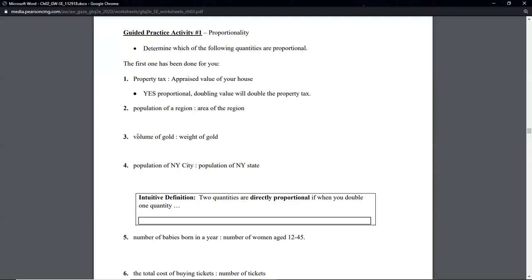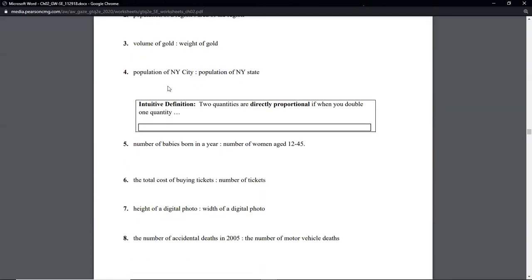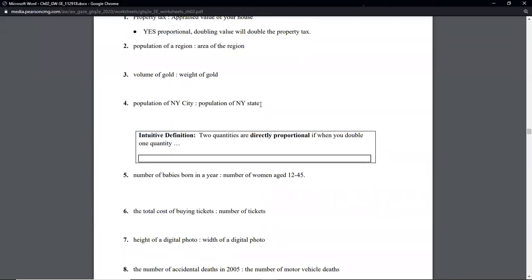Volume of gold and weight of gold, there is some type of relationship between volume and weight. I won't say whether it's proportional or not, and I'm not trying to make it sound more complex than it is. But there is a pretty simple argument. Number three: population of New York City and population of New York State. If you double the population of New York City, does that mean the population of New York State has to double? Or maybe you need to ask that question yourself, vice versa.